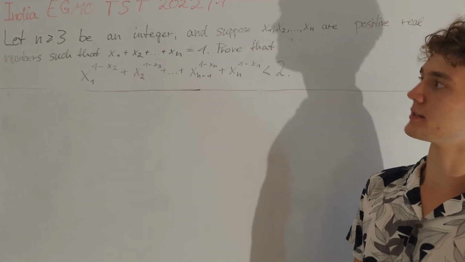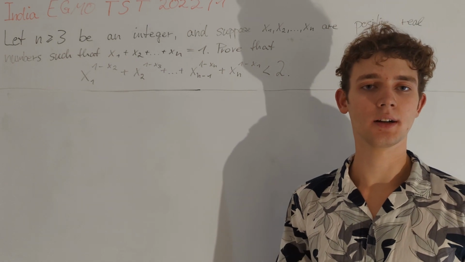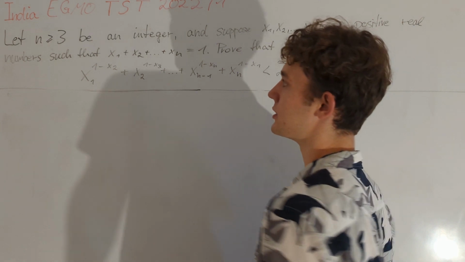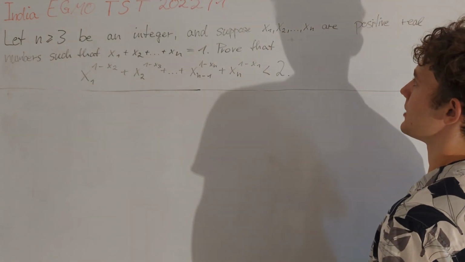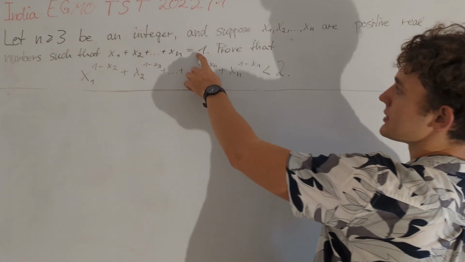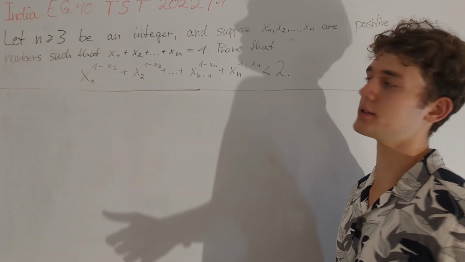In this video, I will present a solution to India EGMO TST 2022 problem 1. Firstly, we'll have a look at the statement. Let n be an integer greater than or equal to 3, and suppose positive real numbers x1, x2 up to xn satisfy that their sum is equal to 1. We want to prove that the following inequality is true.